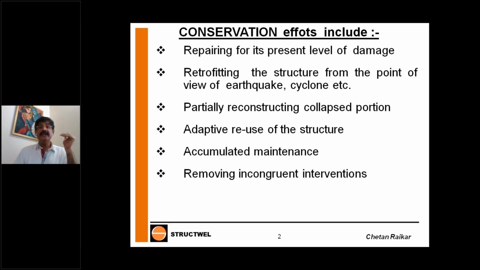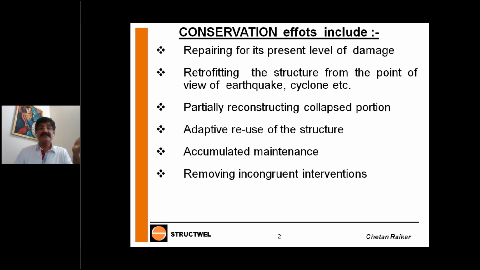Next is removing incongruent interventions. Now, what is incongruent? Let's look at a structure which was constructed, say, 150 years back. There have been many modifications, changes, additions, and alterations to the structure. Some of these are congruent and some are incongruent. Incongruent in the sense that they are totally different from the architectural style of the structure. They are add-ons, lean-to sheds. When we want to remove these, it is called removing incongruent interventions. There is a possibility that some of these interventions are even 100 years old, and you may want to maintain them, retain them.